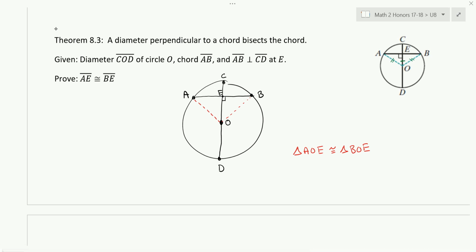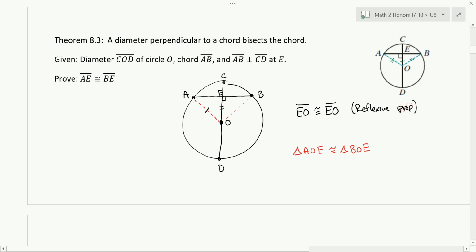Elena? AO is congruent to what? Oh, EO is congruent to what? All right, so we know EO is congruent to itself. What would the reason be, Lena? That's the reflexive property of congruence. Good, so that's definitely needed. What else? Yep, so AO is congruent to BO, because those are, by definition, radii of a circle.